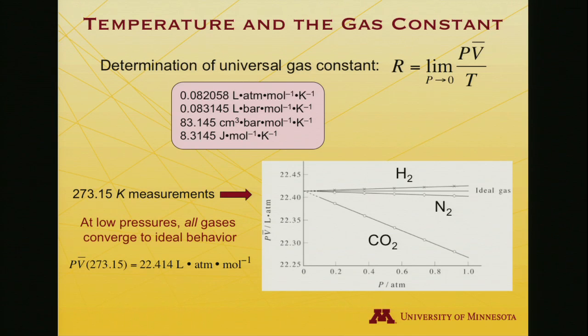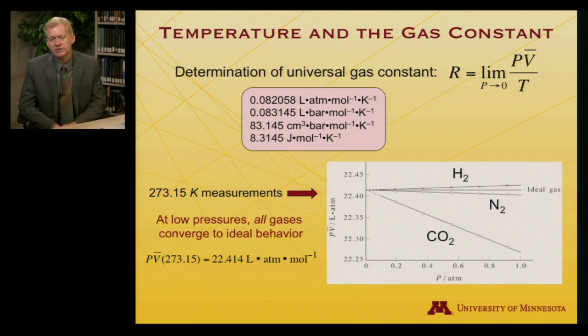You just say Kelvin. There is a slight difference between the atmosphere as a unit of pressure and the bar, which is the SI unit of pressure. It's not very large, it's only about 1% or so, but it does give rise to a percent variation in the constant, and so it's 0.083145 liter bar per mole per Kelvin.